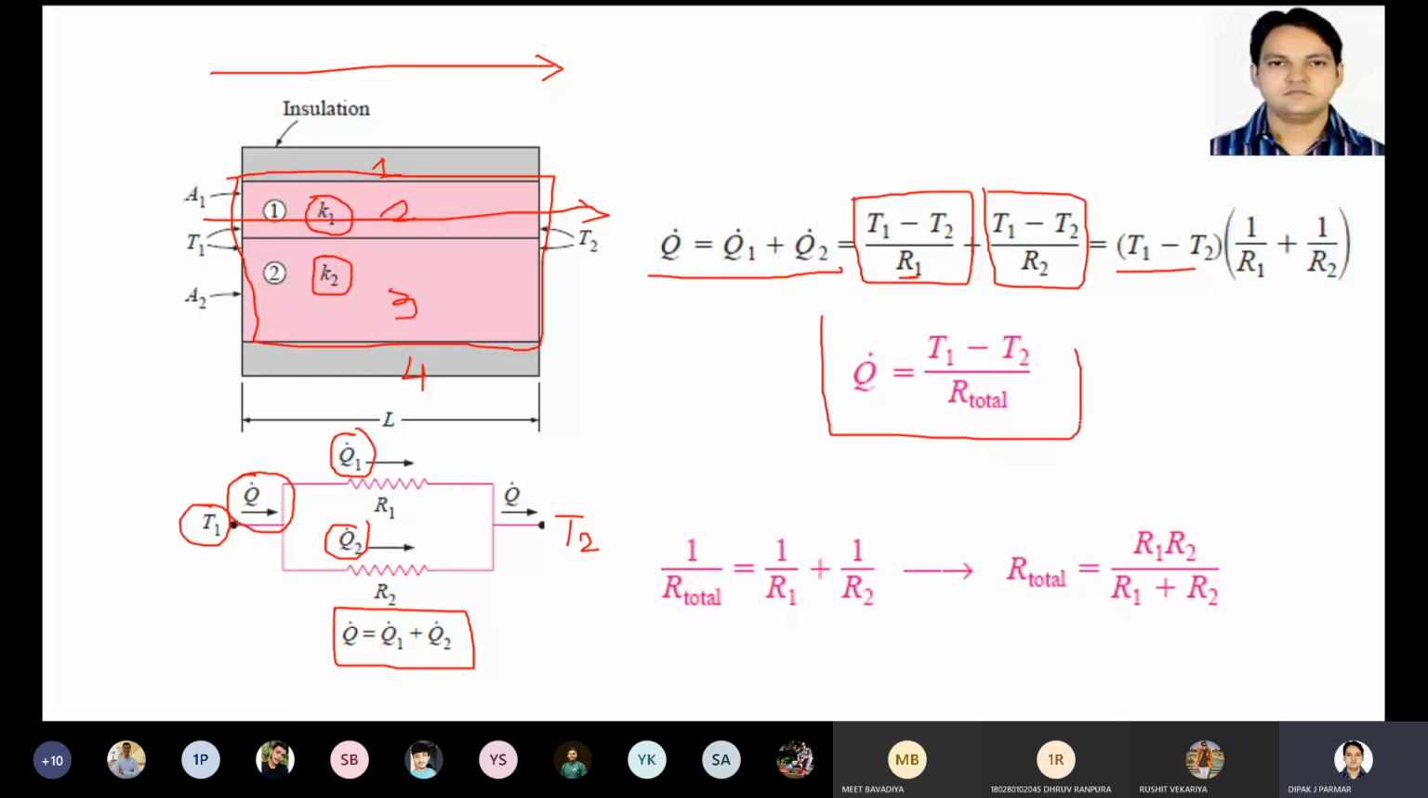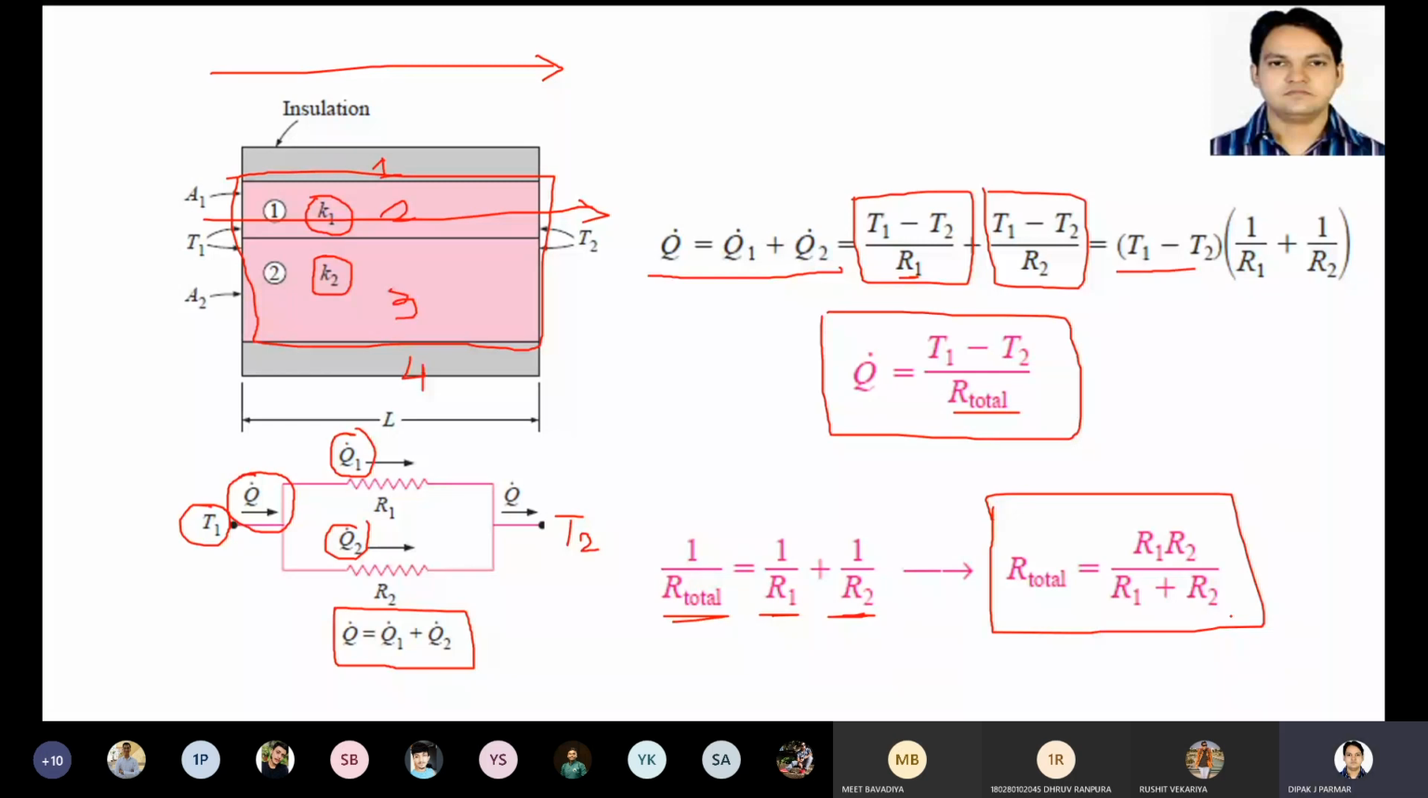So you can see here that when we have a parallel system, 1 upon R total will be equal to 1 upon R1 plus 1 upon R2. So R total will be equal to R1 into R2 divided by R1 plus R2. This is the difference, same as in your electrical system: if your resistors are in series, you can do the same. So this is what happens in a parallel system.